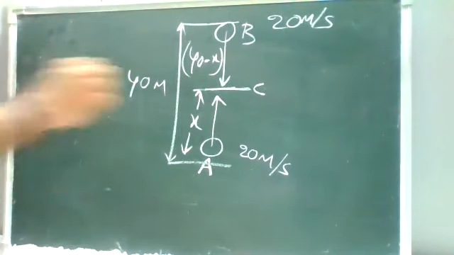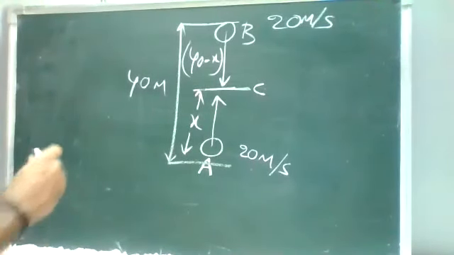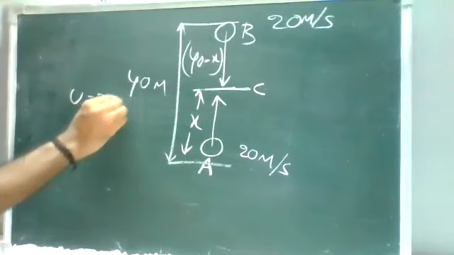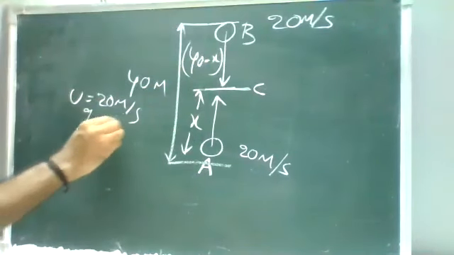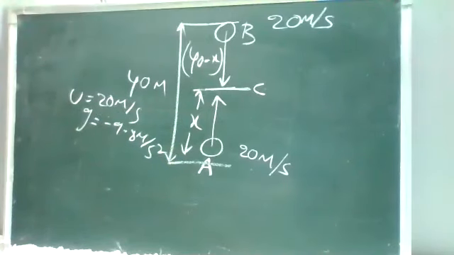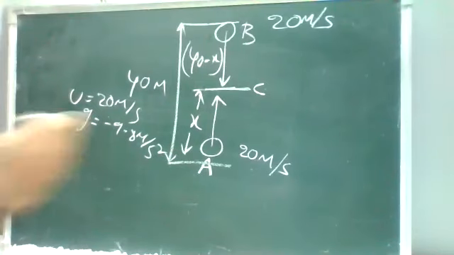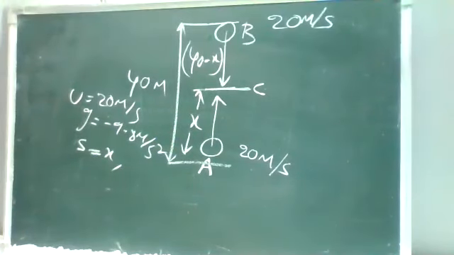First case, A to C, for the A ball. The initial velocity u is 20 meter per second, and the acceleration due to gravity: it was moving in the upward direction, so g is minus 9.8 meter per second square. So I have the initial velocity and g, and we will find the displacement. Here the displacement is nothing but x. Time period I don't know, so we are going to create a relation here.